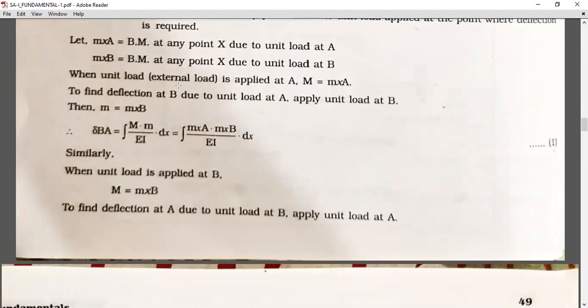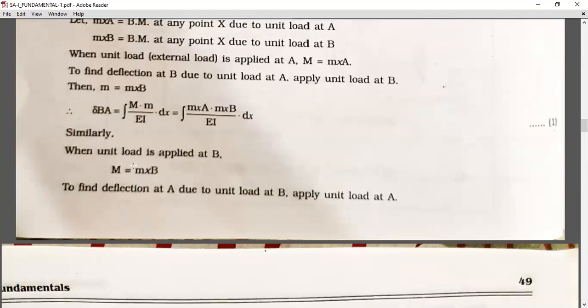When the external load is applied at A, M is equal to Mxa. To find the deflection at B due to unit load at A, apply unit load at B, then m is equal to Mxb. That is why delta BA is equal to the integral of capital M into small m divided by EI into dx. To simplify, we put the values of capital M and small m. We get the equation delta BA is equal to the integral of Mxa into Mxb divided by EI into dx.